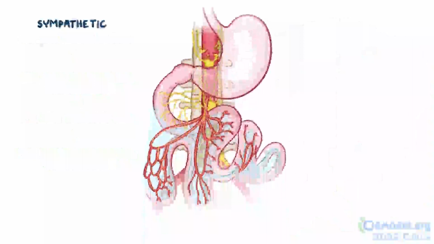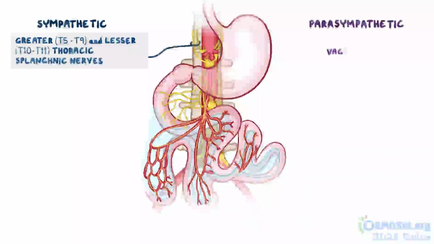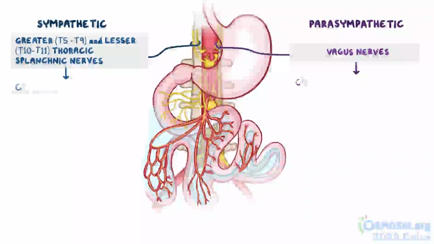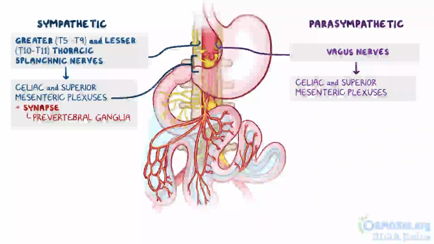As for the innervation of the duodenum, the sympathetic fibers derive from the greater thoracic splanchnic nerves arising from T5 to T9, the lesser thoracic splanchnic nerves from T10 to T11, while the parasympathetic fibers derive from the vagus nerves. Together, these fibers of both the SNS and PNS go to the celiac and superior mesenteric plexuses that surround the roots of these arteries. Here, the sympathetic fibers synapse in prevertebral ganglia, such as the celiac and superior mesenteric ganglion, and send their postsynaptic sympathetic fibers through the periarterial plexuses following the pancreaticoduodenal arteries.